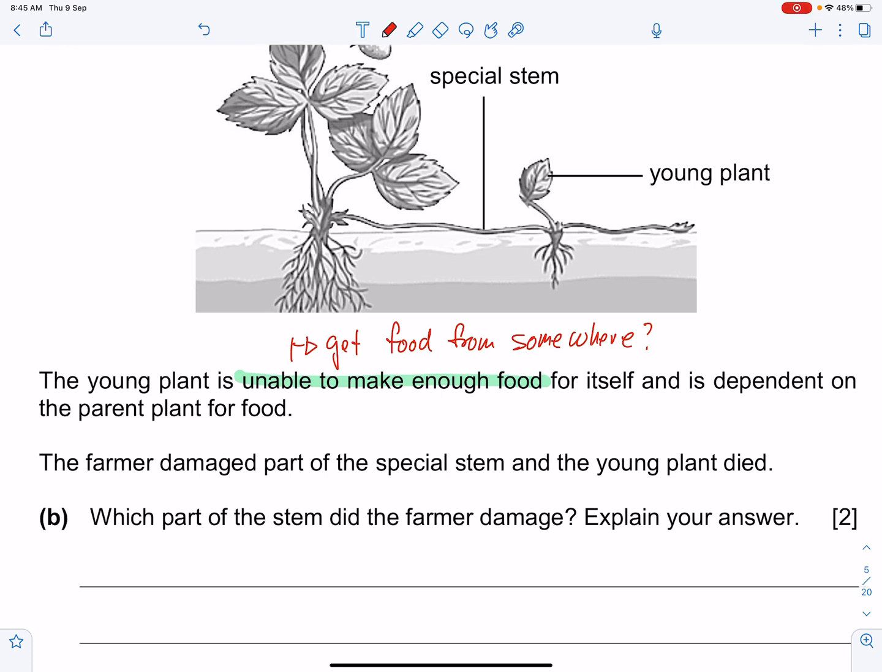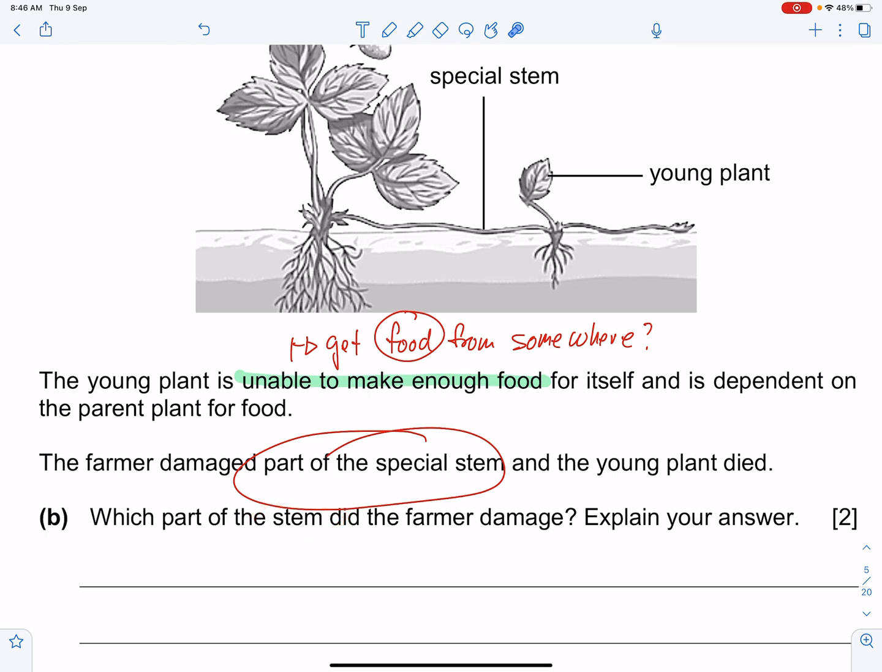Now, the farmer damaged part of the special stem and the young plant died. So, the fact that you know that you need food now tells you that probably it was the food carrying tube. They ask you which part of the stem. A lot of you told me the special stem got damaged. Hello, they never ask you which type of stem got damaged. They ask you which part of the stem.